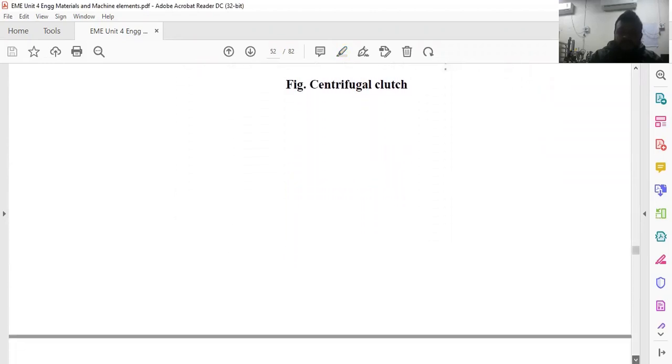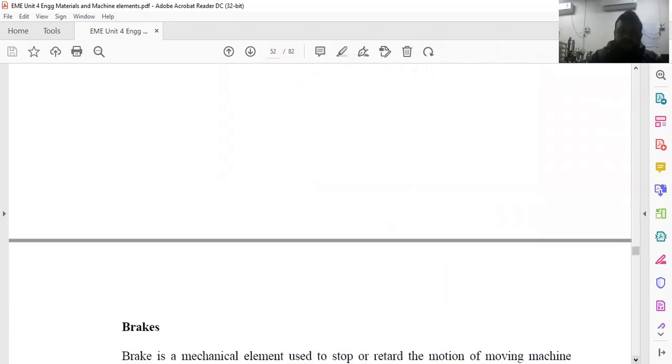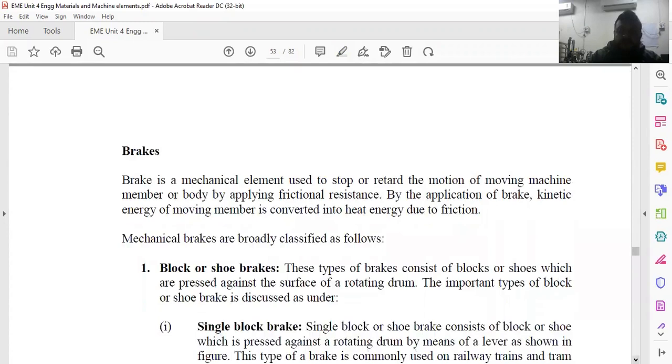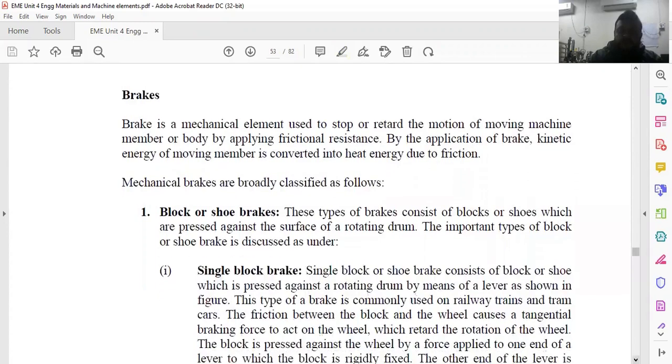Now you have to see the brake. So brake is also a mechanical element normally used in any moving machine member, like clutch. The function of brake is what? The function of clutch is to stop the power transmitted from driver shaft to the driven shaft according to the operator's will.